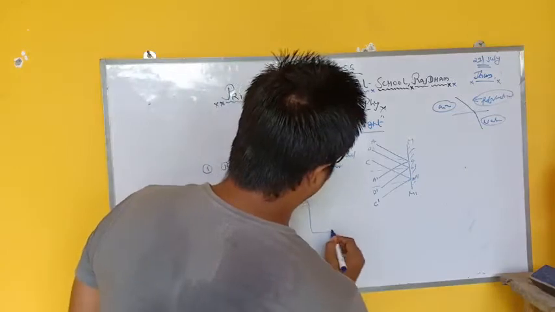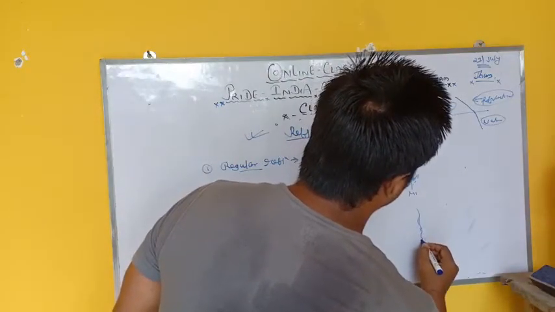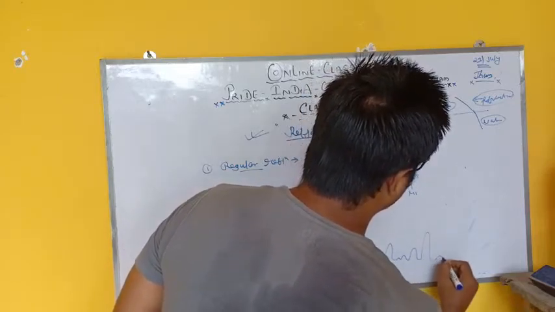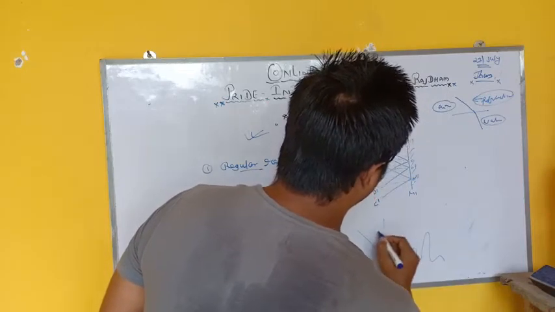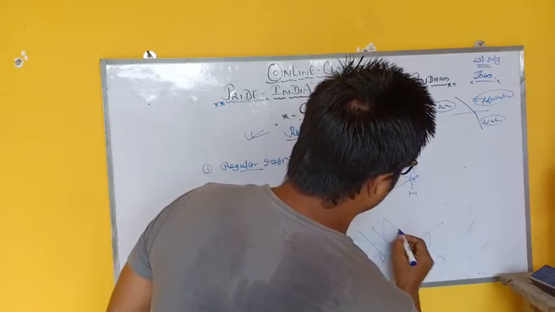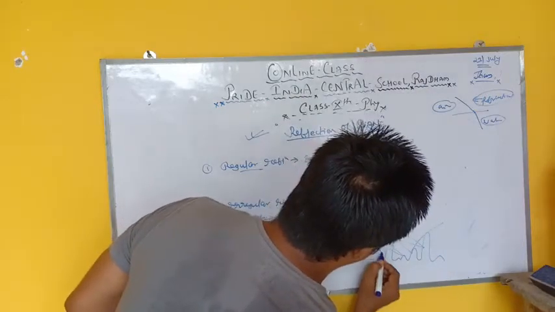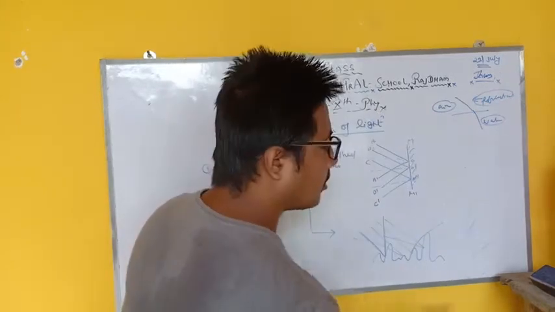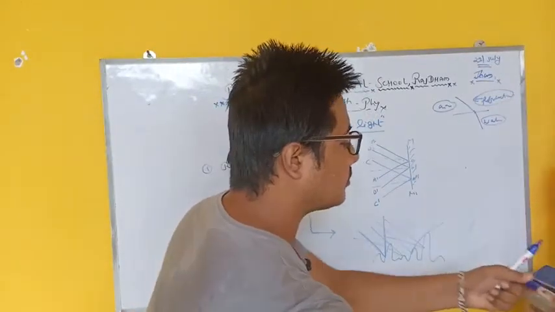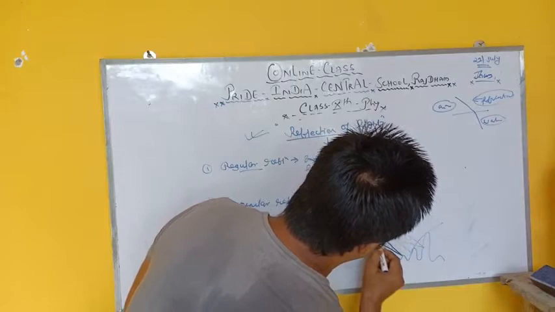For this I will draw the diagram here. Suppose the surface is not even, and the reflection is taking place from this surface. The rays will fall back and bounce back like this. So what is happening here? See, this is the first one which is going like this. Now this is the second one which is going like this.